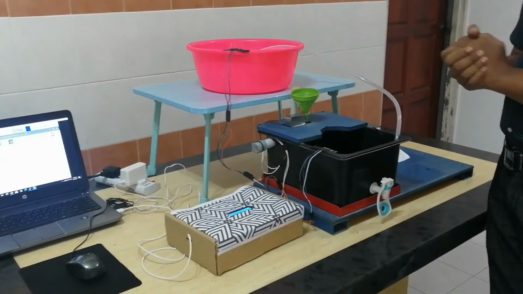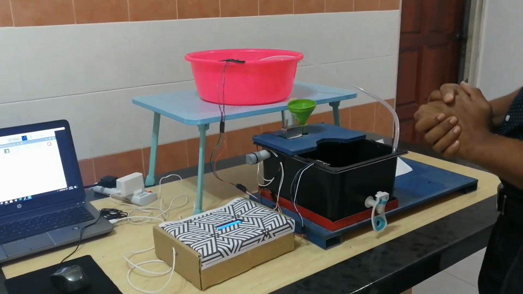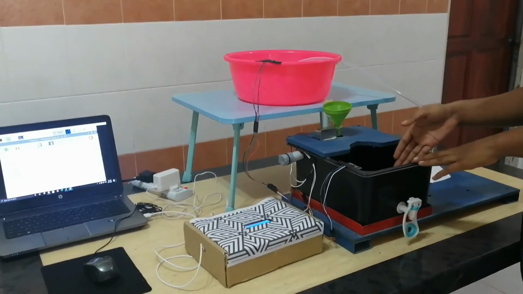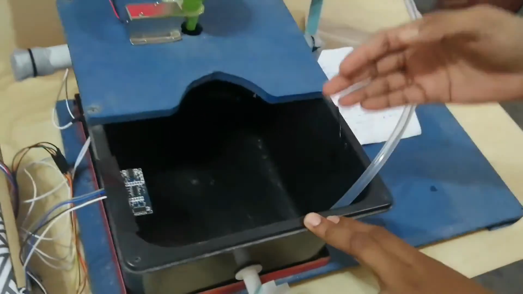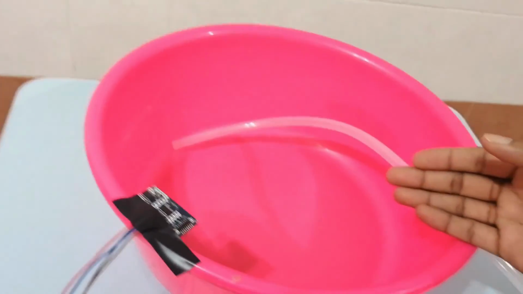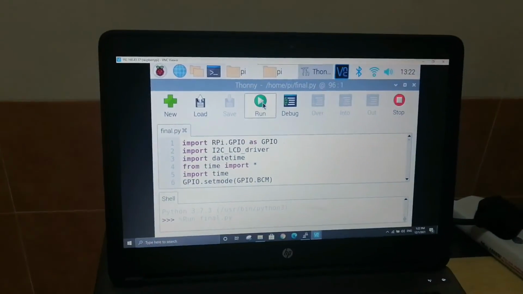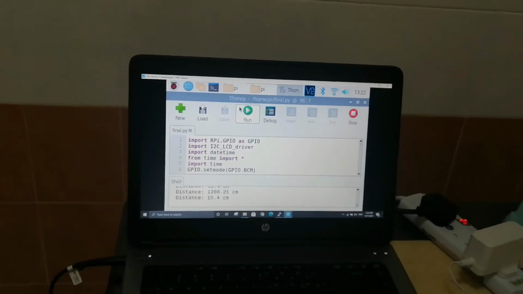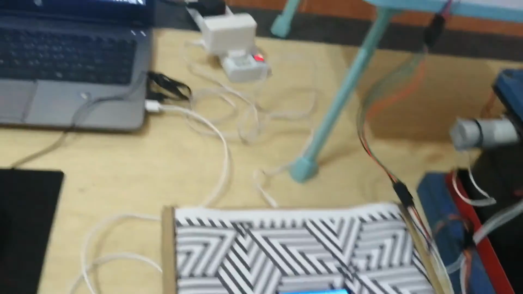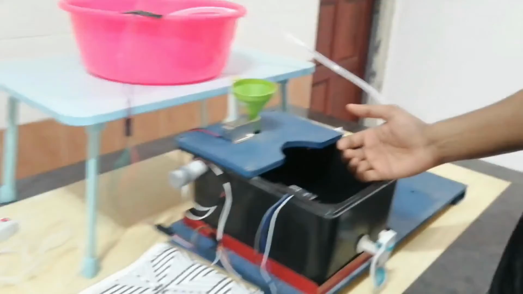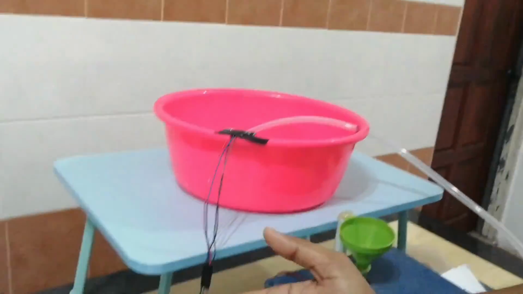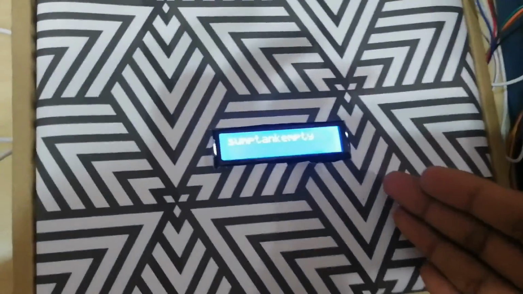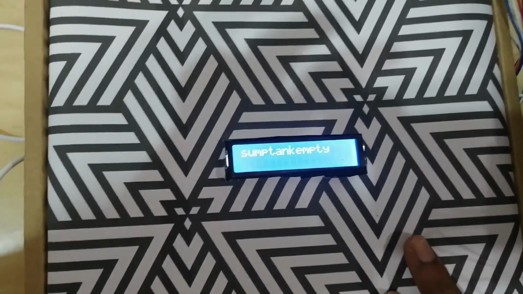I'm going to explain how my project works for situation 1, where the sump tank is empty and the header tank is empty. Okay, when I run the coding, it will automatically start to detect the level of water at the sump tank and display the process at the main system, where it displays that the sump tank is empty.